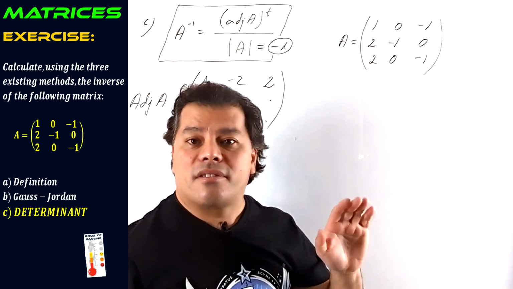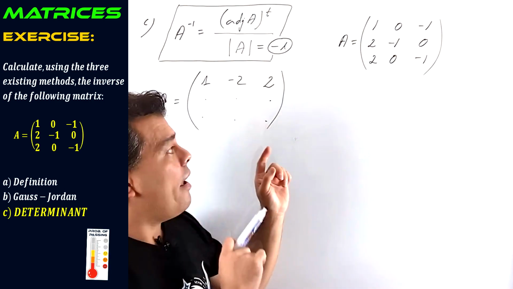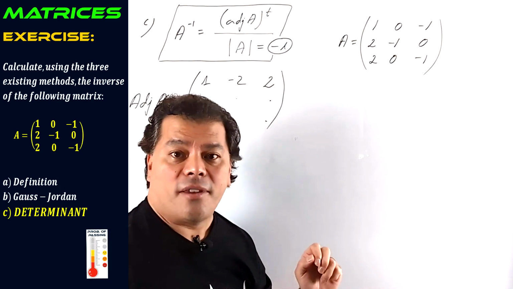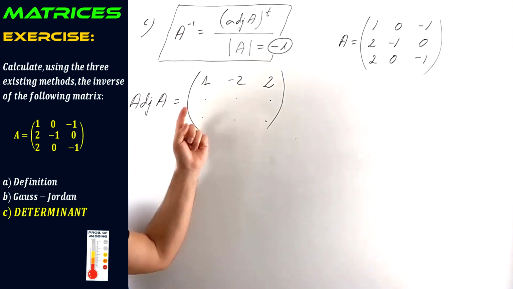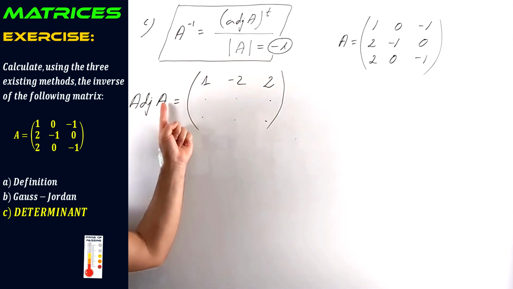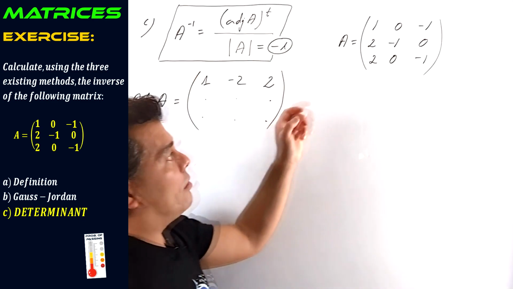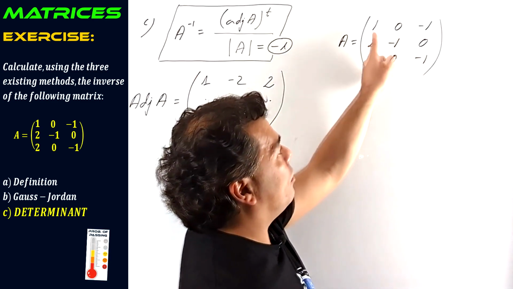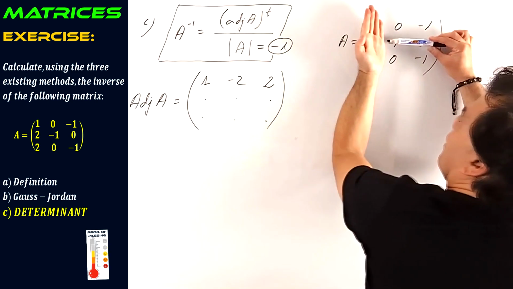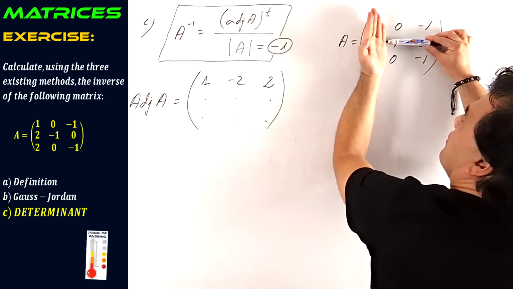If you want, you can stop the video, try to do it by yourself, and let's check if we have the same results. Let's go on. Fourth position, row 2, column 1. So let's remove row 2, column 1. Can you see this determinant?